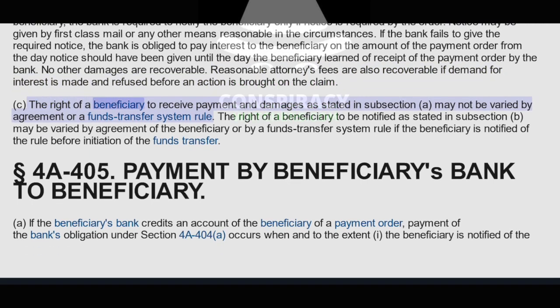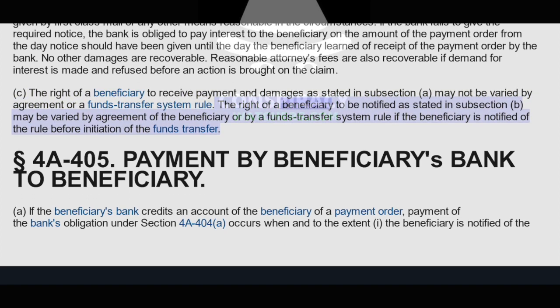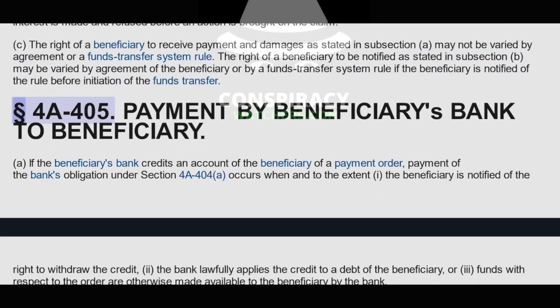The right of a beneficiary to receive payment and damages as stated in subsection may not be varied by agreement or a funds transfer system rule. The right of a beneficiary to be notified as stated in subsection may be varied by agreement of the beneficiary or by a funds transfer system rule if the beneficiary is notified of the rule before initiation of the funds transfer. Section 4A405. Payment by beneficiary's bank to beneficiary.